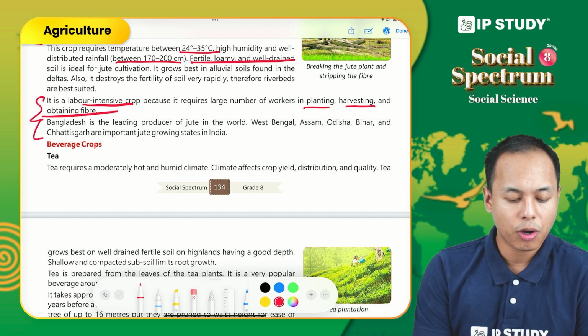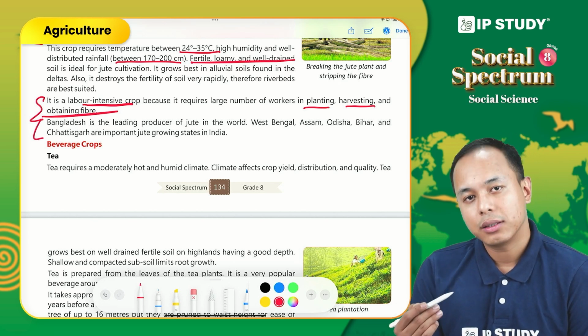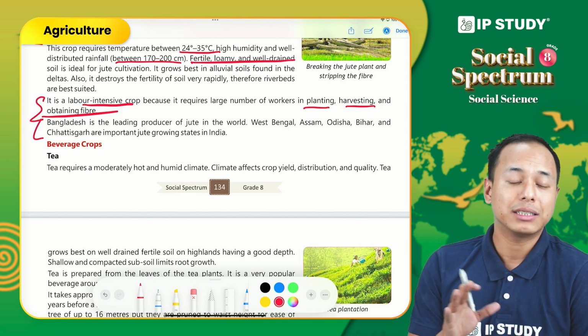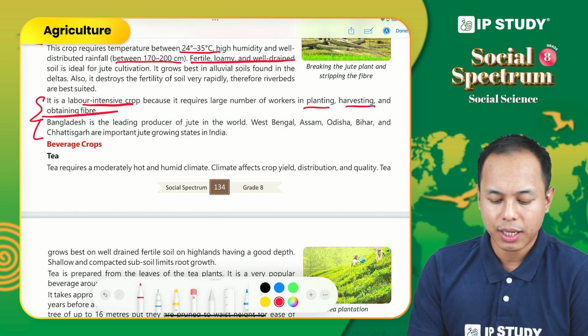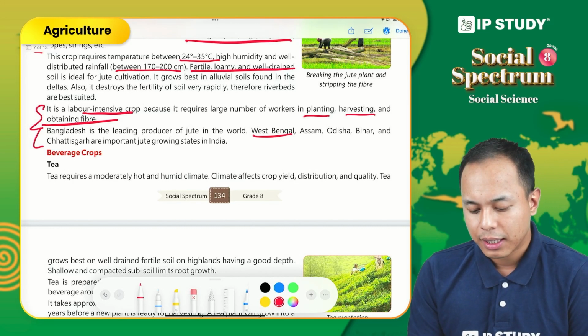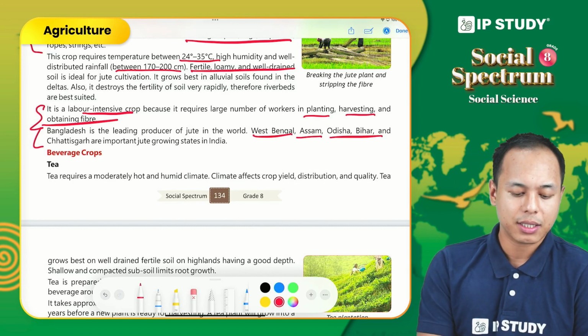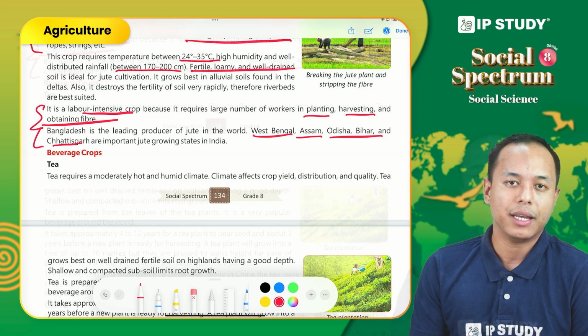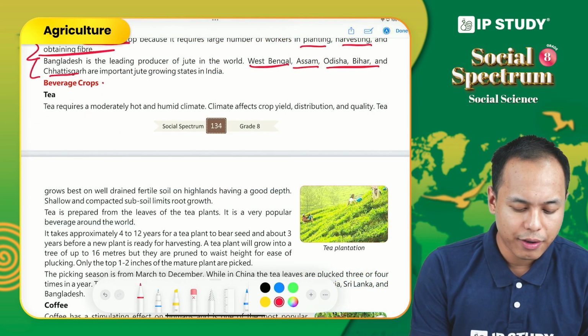And top producing countries, Bangladesh leads as the top jute producing country, and in India, West Bengal, Assam, Odisha, Bihar and Chhattisgarh are the important states that produce jute. So after commercial crops, we have beverage crops.